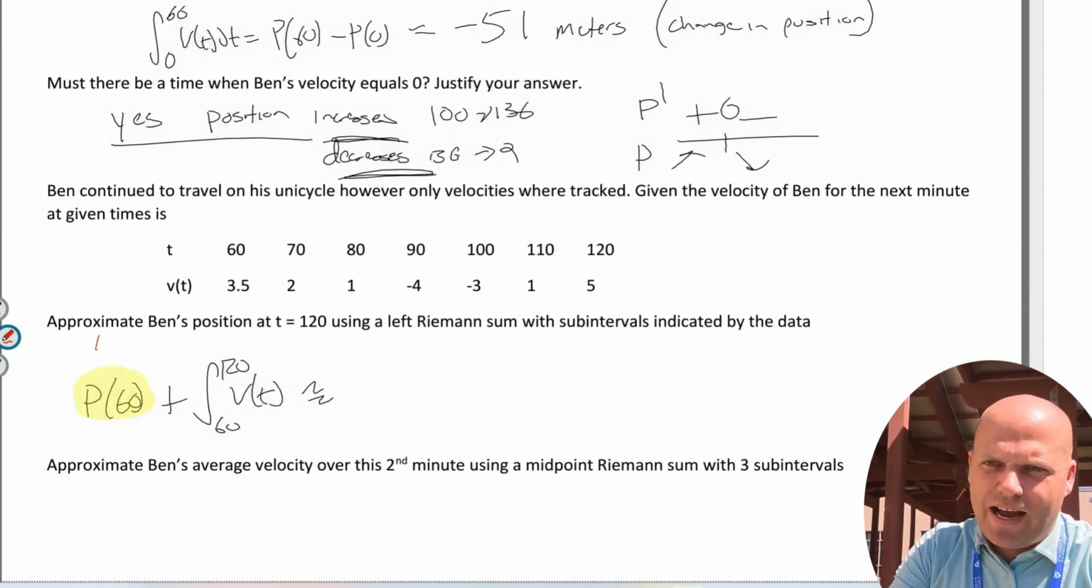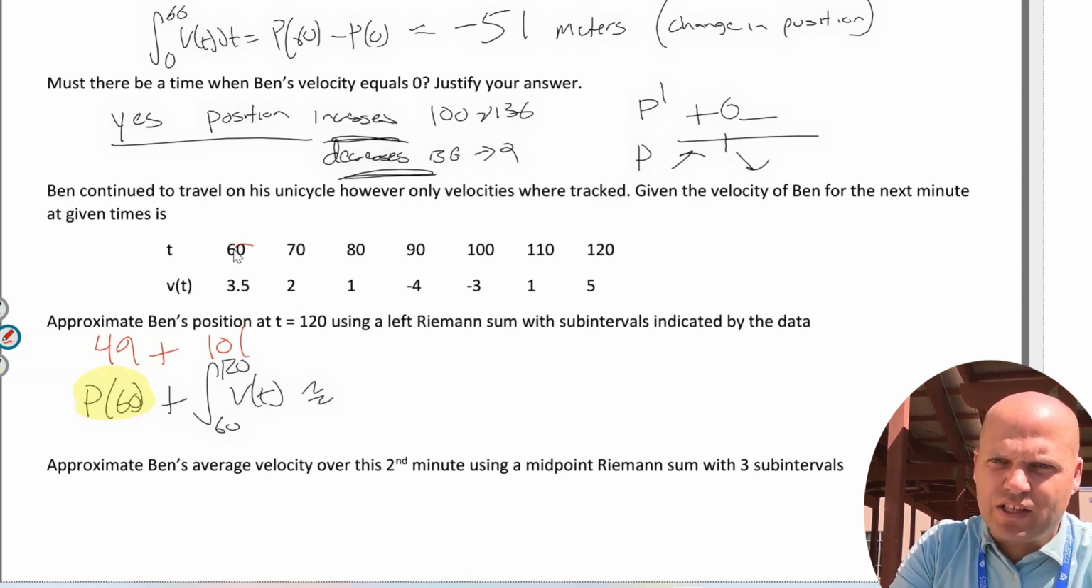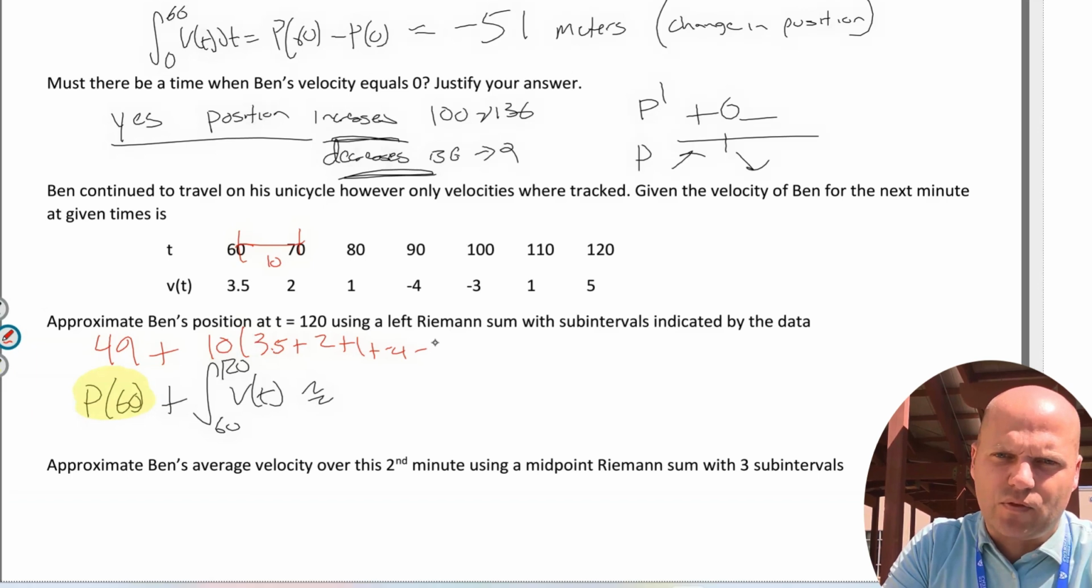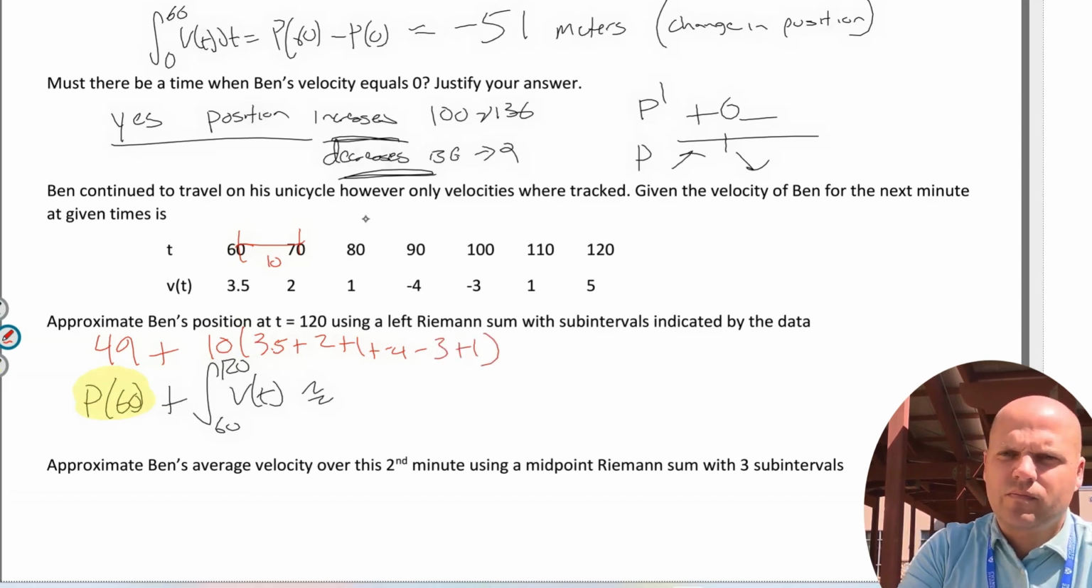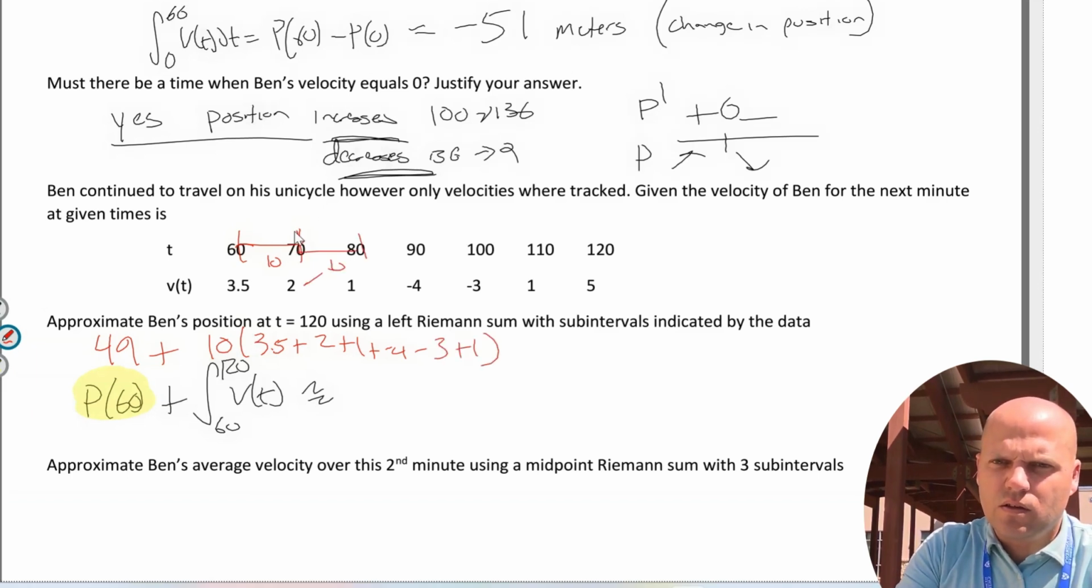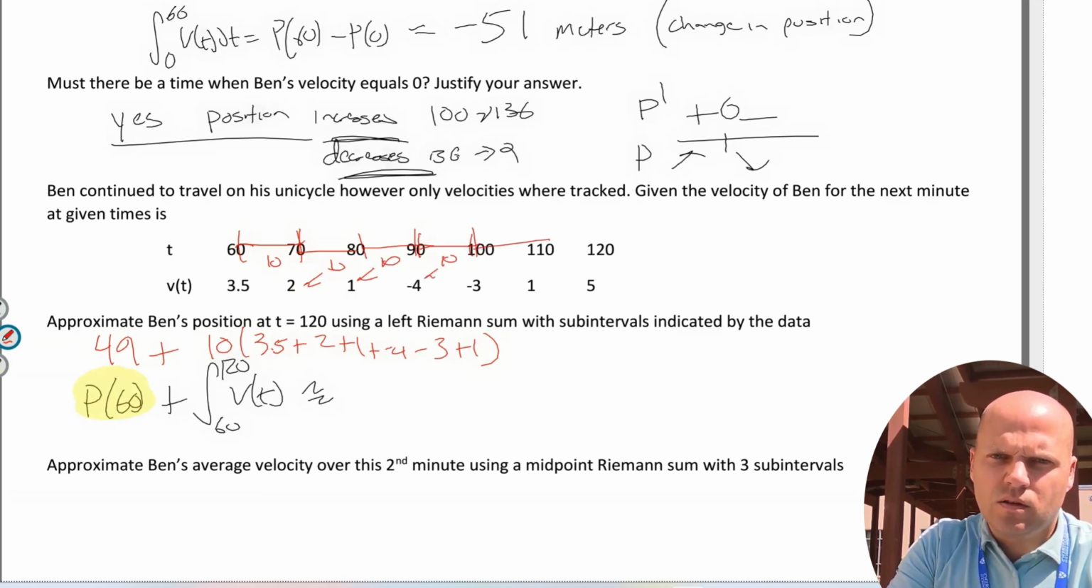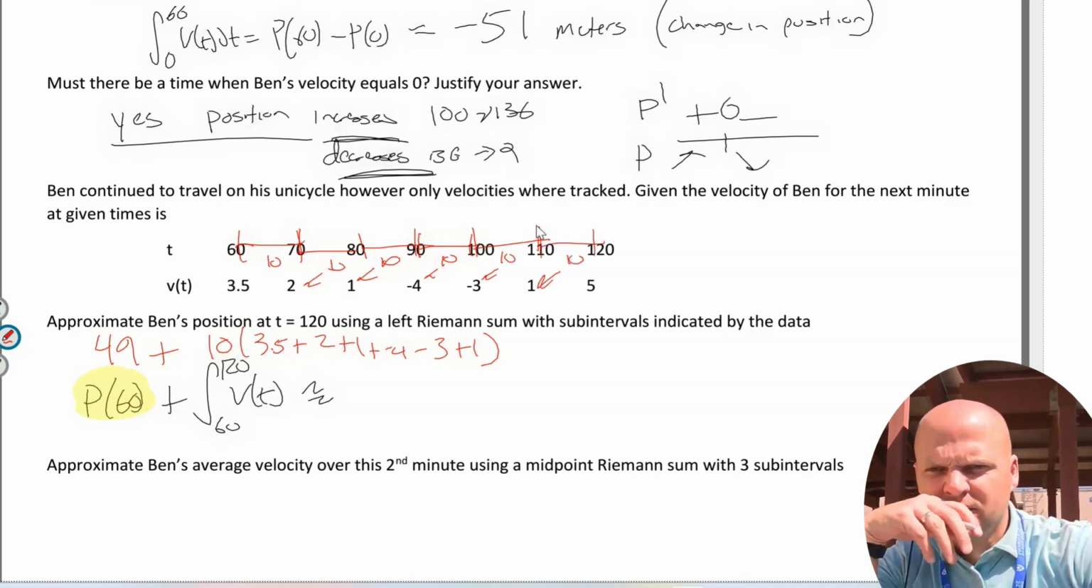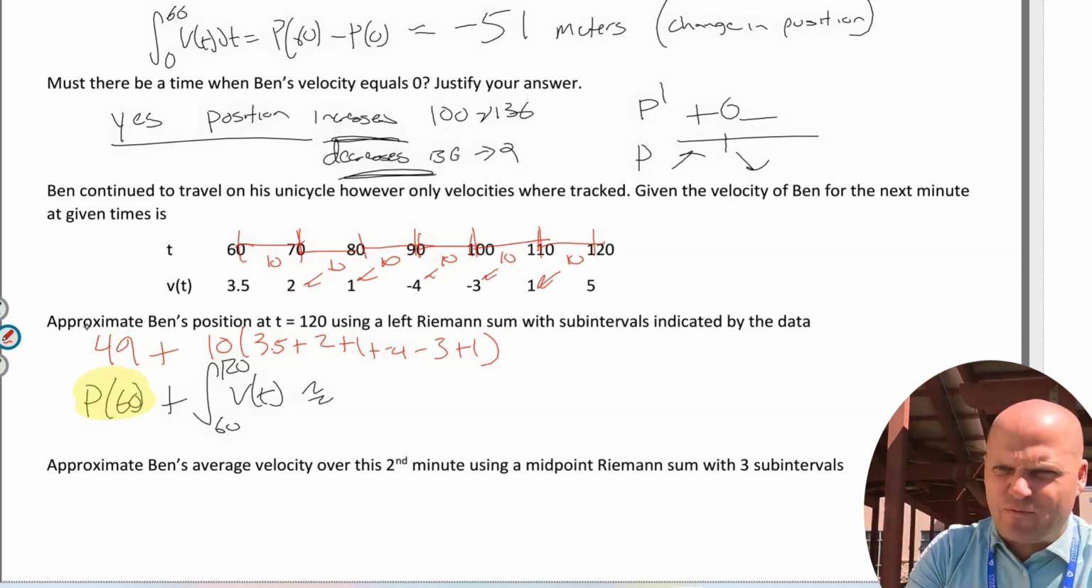I need 49 plus my left Riemann sum, which is a 10. Everything's a 10, so I'm just going to use 10 over and over. So 3.5, 2, 1, -4, -3. Cool. But I add that to 49.